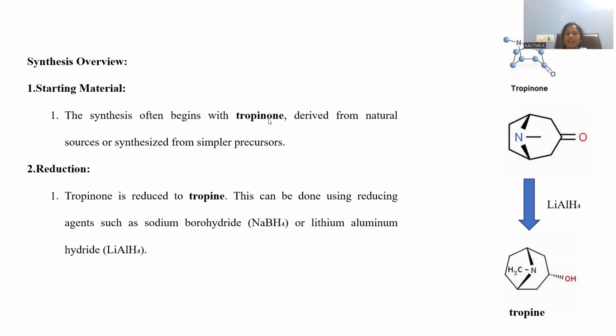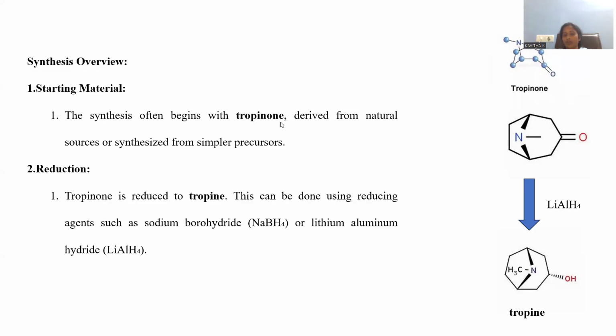Tropinone is a naturally valuable molecule, or else it can be synthesized in a simple manner from precursors or starting materials, but tropinone is taken as the starting material for the synthesis of atropine. Here is the tropinone, where the 7-member ring is there and a bridged nitrogen is located. This nitrogen is methylated, and at one of the carbons you can notice a ketonic functional group, hence we can say -one.